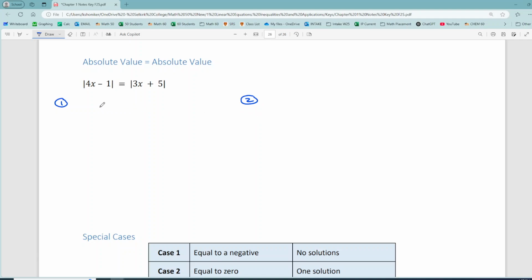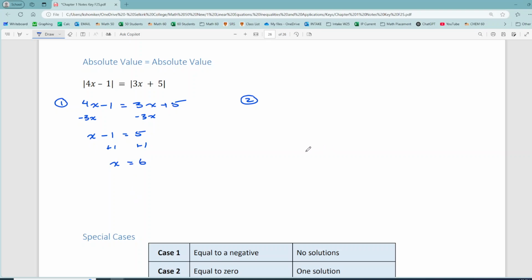What does that mean? Well, it means that we're going to start by just taking off the absolute value signs. We're going to solve where 4x minus 1 equals 3x plus 5. If we solve this one, we would get the x's on one side. So I'm going to minus 3x from both sides, and I get x minus 1 is equal to 5. And then I'm going to add 1 to each side, and I end up with x is equal to 6.